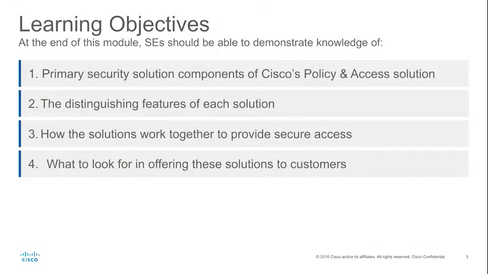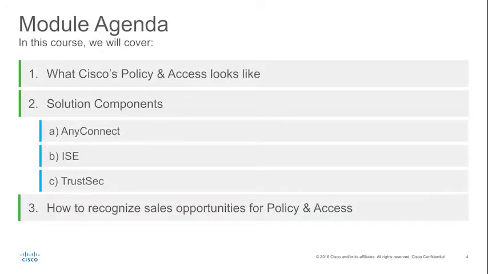At the end of this module, systems engineers should be able to demonstrate knowledge of primary security solution components of Cisco's policy and access solution, the distinguishing features of each solution, how the solutions work together to provide secure access, and what to look for in offering these solutions to customers. In this course, we'll cover what Cisco's policy and access looks like, solution components including AnyConnect, ICE, TrustSec, and how to recognize sales opportunities for policy and access.